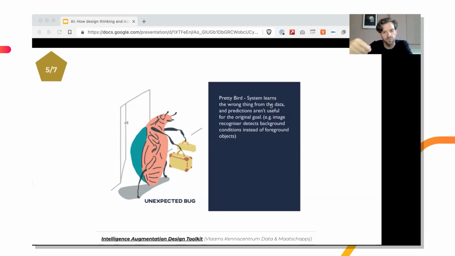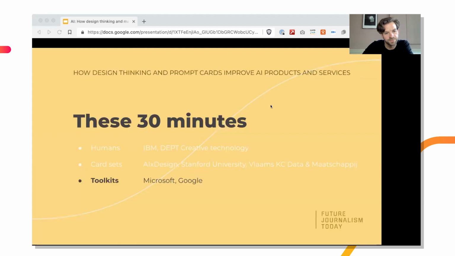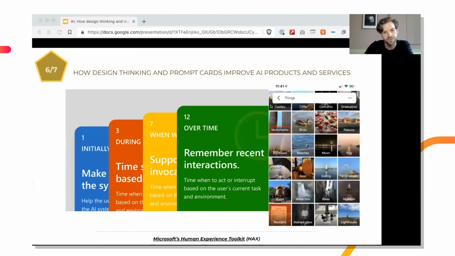So these cards could help when you're already conceptualizing and maybe prototyping your solutions. And then these cards could help to be critical and to ask meaningful questions about your solution and your design. Now, as you can see, we're at the fifth card. We're going to the last two toolkits from Microsoft and Google.